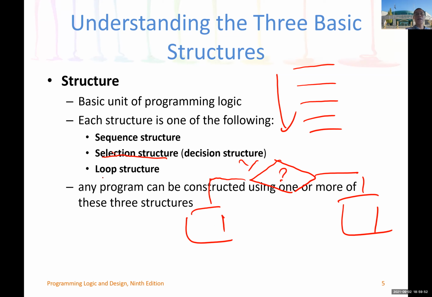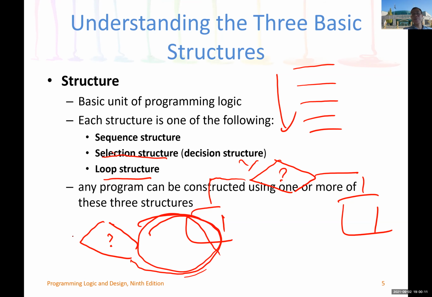And for the loop structure, it is the same as selection: you only have a condition to check. If yes, do it again and again. If not, exit the loop. So remember, when working with the selection structure and the loop structure, you only have to think about what the condition is. For the loop, you also have to ask how you can exit the loop, otherwise it will be an endless loop. Any program can be constructed using one or more of these three structures.